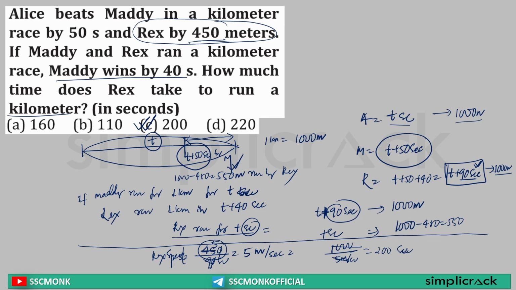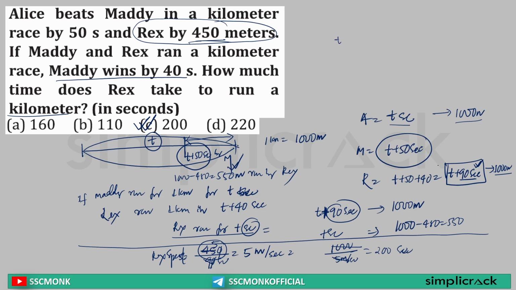What we did: first, we understood that when Alice is running and taking t seconds, she is beating Maddie by 50 seconds. That means Maddie will be taking t plus 50 seconds and beating Rex by 450 meters. That means in t seconds, if Alice runs 1000 meters, Rex runs 1000 minus 450, that is 550 meters. Then in the second piece of information, Maddie and Rex ran a kilometer race and Maddie won by 40 seconds. That means, for example, if Maddie runs 1 kilometer in t seconds, then Rex will run that kilometer in t plus 40 seconds.